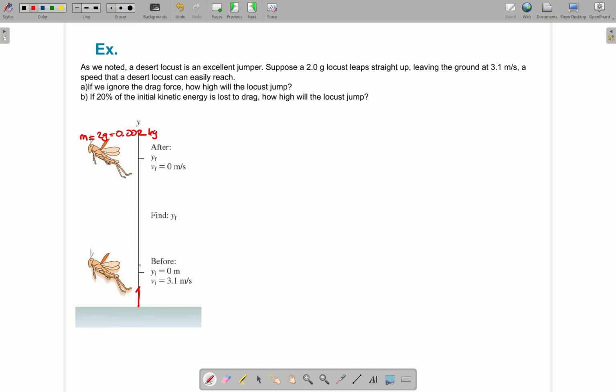So it's leaving ground. Wait a minute. Well, from here they say all right. Initial position is there. At the initial 3.1 meters per second, a speed that a desert locust can easily reach. A. If we ignore the drag force, there's air drag, we know, we ignore it. So no friction, right? Air drag works like friction. How high will the locust jump?